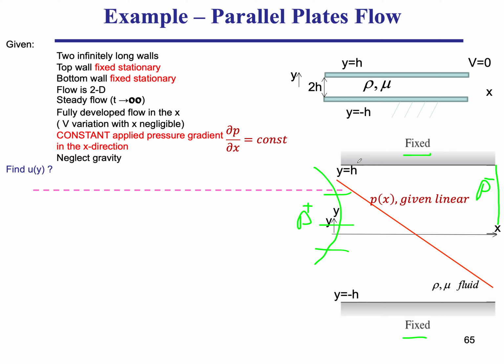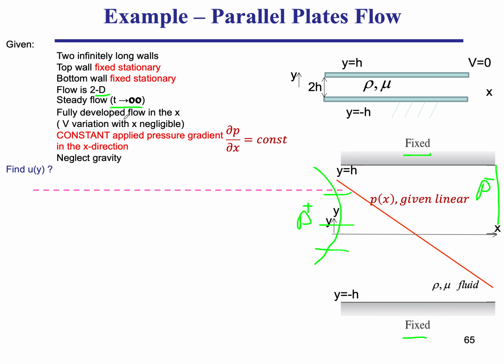So we have a very similar geometry, y equals plus h and minus h, x and y are in the directions that we had. The walls are infinitely long. Both of them are fixed. None of them are moving. We have a two-dimensional flow in the x direction, and our flow is steady. So as we apply the pressure gradient for an infinitely long time, we get to a steady state, and that's what we're trying to study.